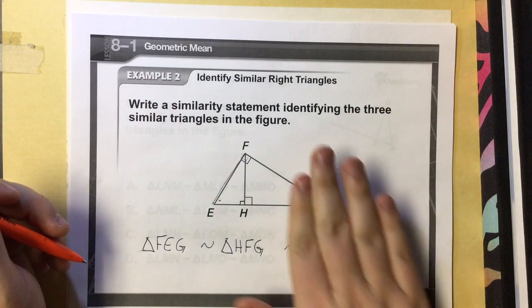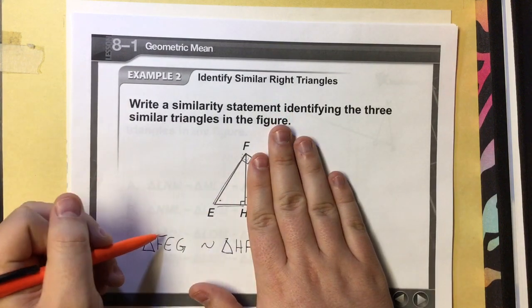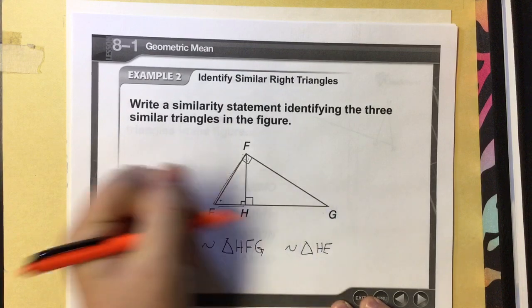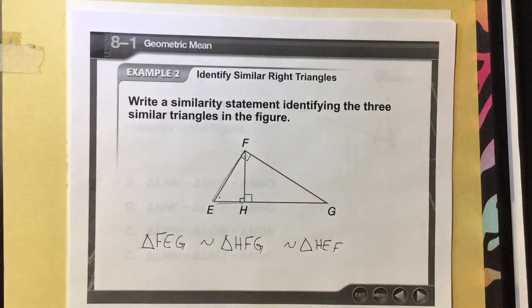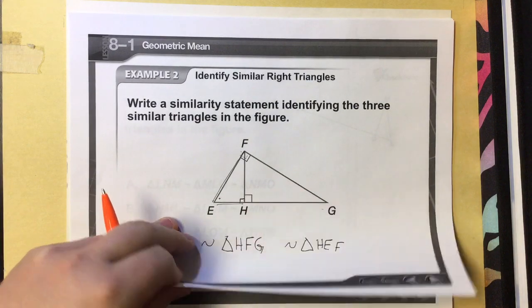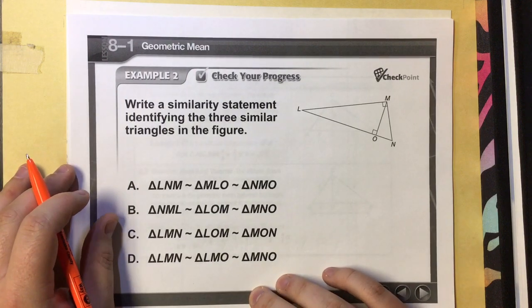And then for this one over here, I already did H, go along the short end, takes me to E, and that leaves F as the last one. So that's how we can write our similarity statement. This one right here is just another example of writing similarity statements.